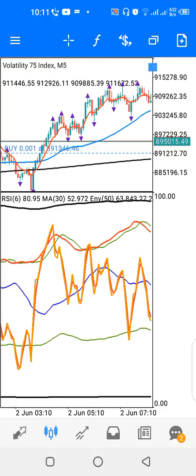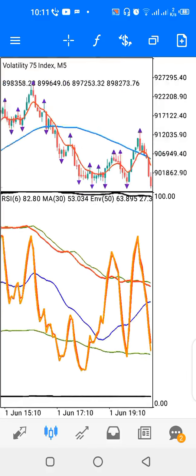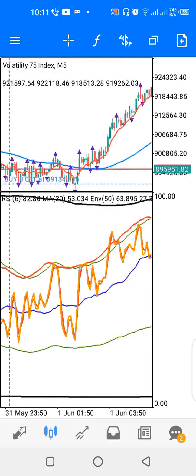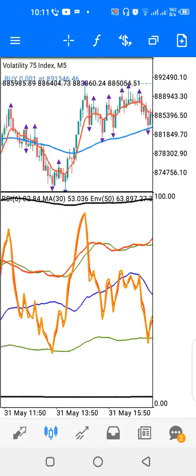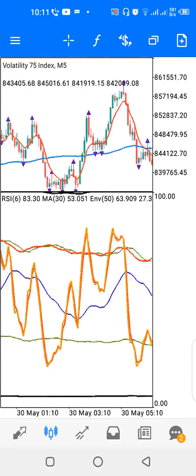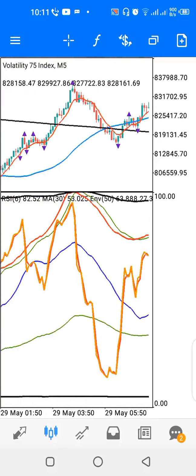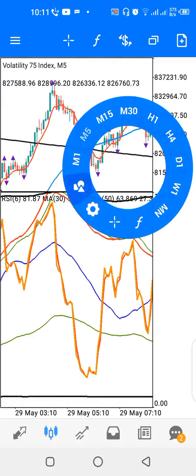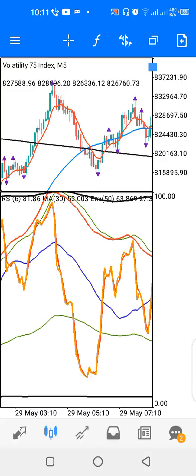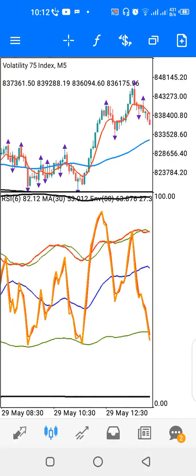Now, when the two lines are above the black line, that's like a bullish trend. Okay, let's look at where the two lines crossed the black line. That's what we want to look at now. I'm trying to get a particular point where we have a cross above. Okay, now it is a perfect point. Here we have a cross above the black line around here. So that's the start of the bullish trend.